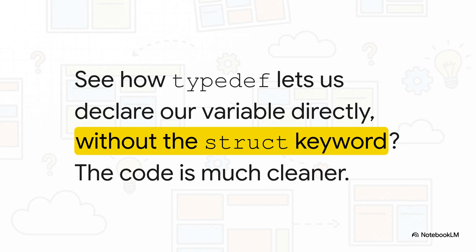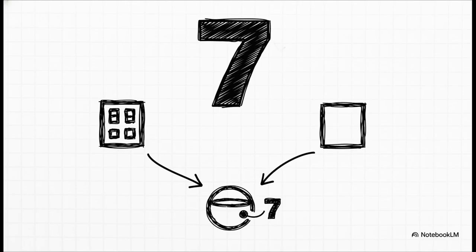After that, though, the logic is exactly what we saw before. We're just accessing a member and printing it out. And the answer is 7. So what's the lesson here? Typedef is just a shortcut. It makes declaring the variable prettier, but it doesn't change the core logic at all. You still use the same old dot operator to get to the data inside.